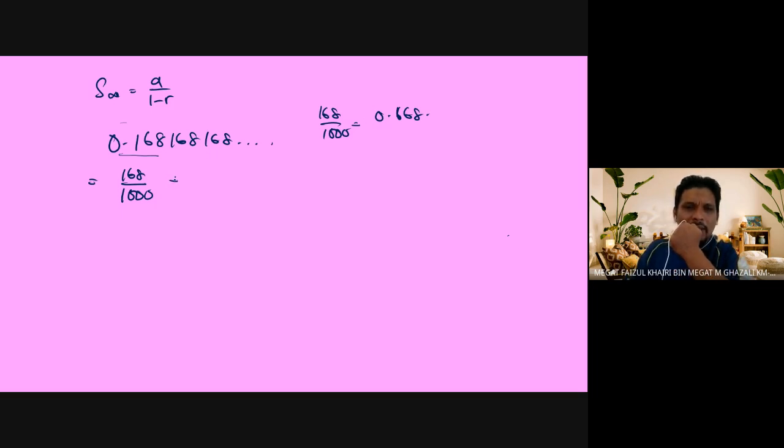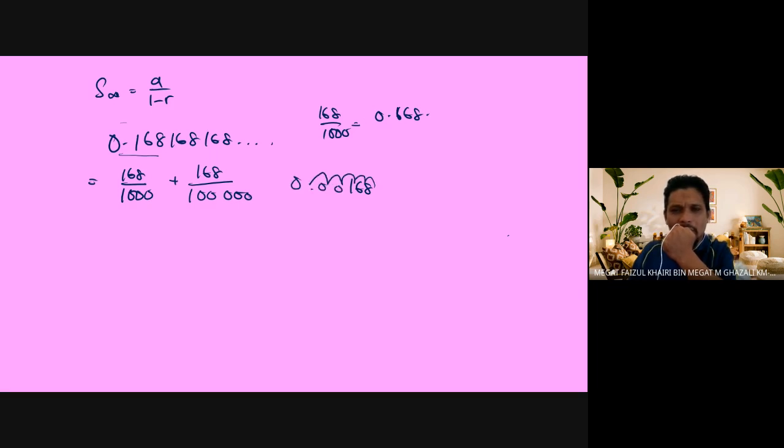And then plus with 168 divided by 100,000. 168 divided by 100,000, 1, 2, 3, 4, 5. 0.00168.